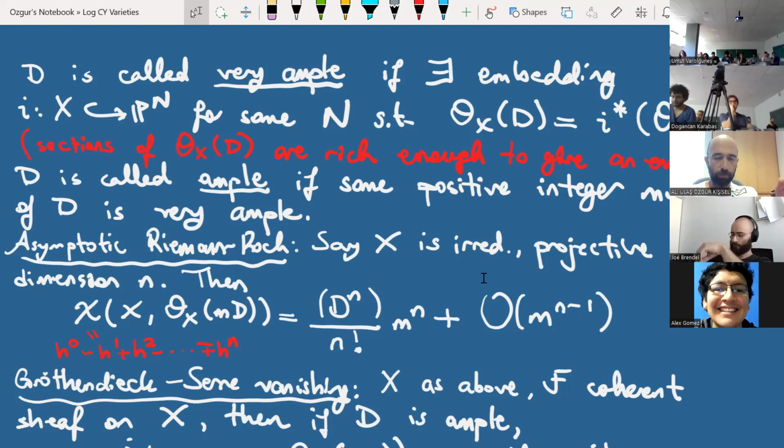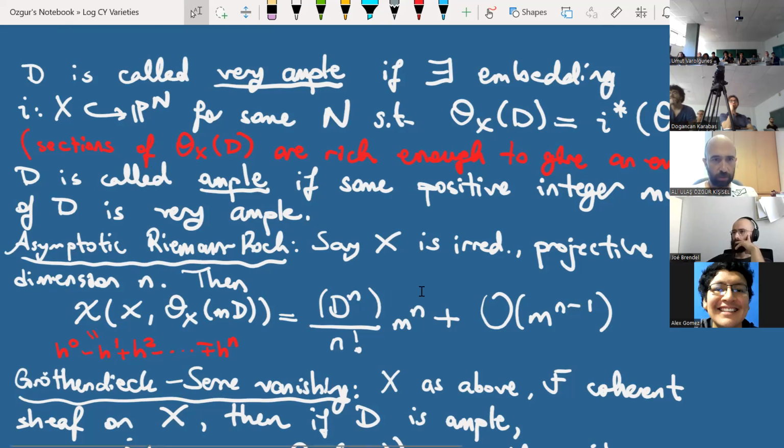The asymptotic form tells you that this is a polynomial in m, and the leading term is d to the n, so d times itself n times, over n factorial times m to the n, plus this big O notation. The rest of the terms are less than or equal to some constant times m to the n minus 1. So the main term, the m to the n term, is governed by d to the n over n factorial.